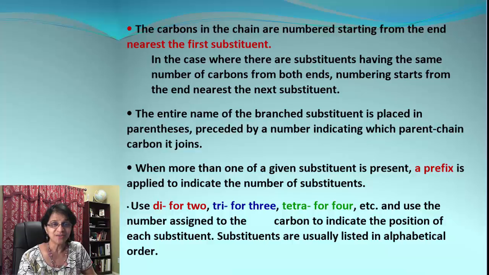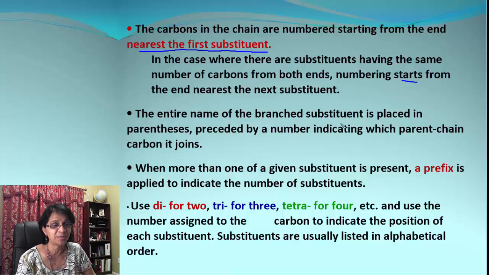The next rule, we need to make sure that the carbon atoms are numbered always from the nearest first substituent, not from the other side. Now, what if we have two substituents and there are the same number of carbons from both the ends? The numbering will begin in this case from the end which is nearest to the next substituent. Okay, let's look at the next rule.